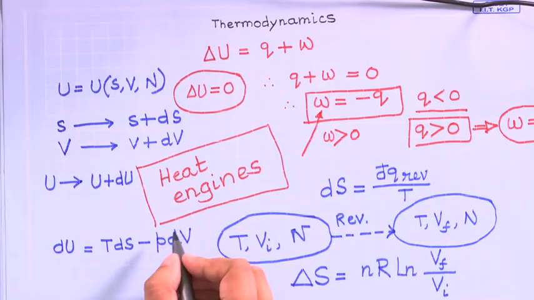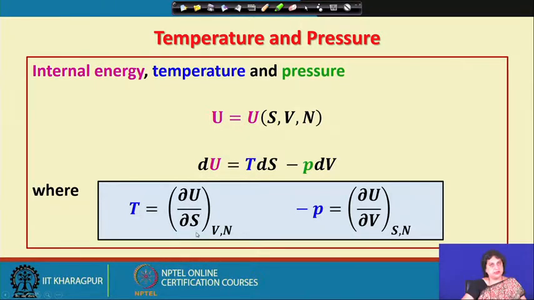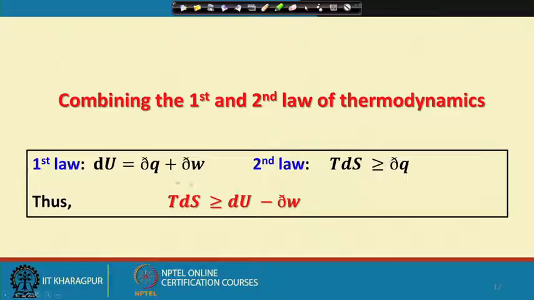And here temperature T is defined as a derivative of U with respect to S under constancy conditions of V and N, and negative of pressure is nothing but the derivative of U with respect to volume under the condition that entropy and the number of particles remain constant. And this actually has been arrived at by combining the first and the second law of thermodynamics.